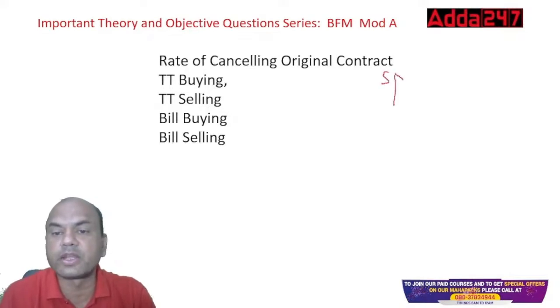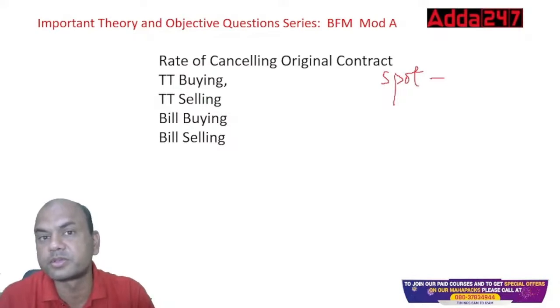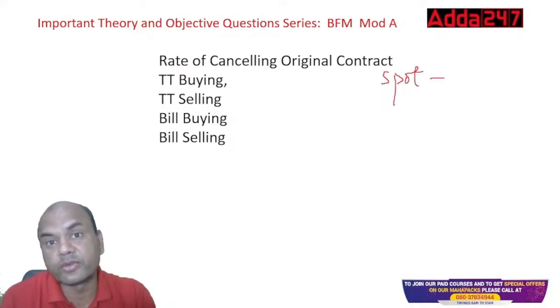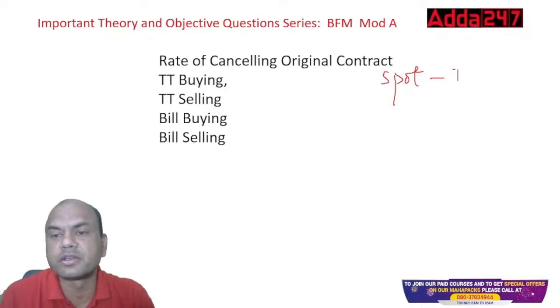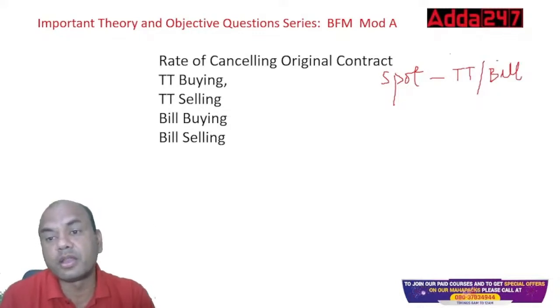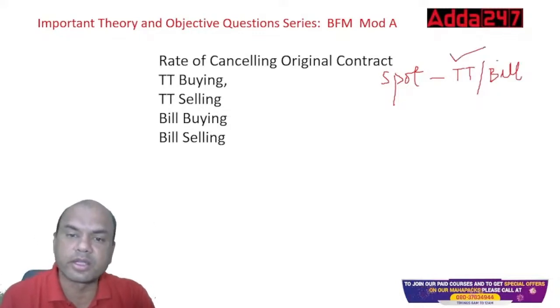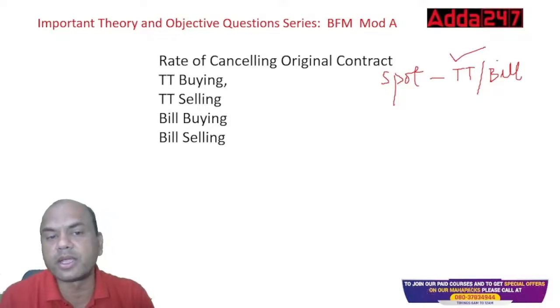Whenever we are doing a spot transaction, which rate is to be used? Again, first problem, just now I gave you. Spot you have to use, tell me in the comment section. TT rate or bill rate? Okay, I'll give you options. TT or bill. So which rate will you use? TT or bill? TT rate, correct? So TT is okay. So now these two are out. TT is only in. TT buying or TT selling.